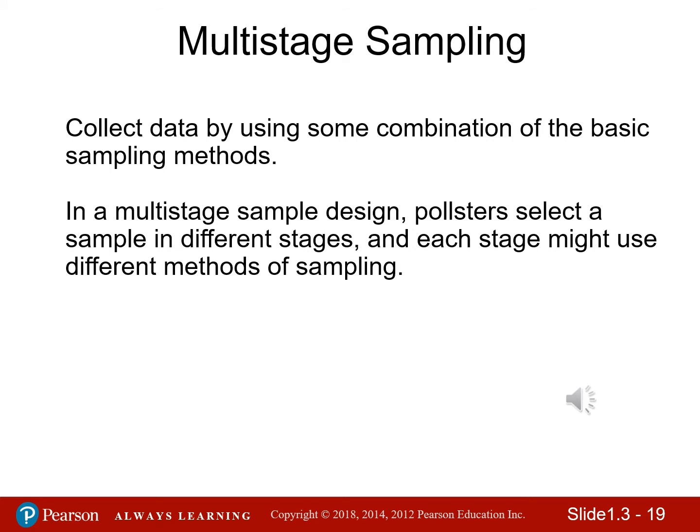National Center for Health Statistics. They use a multi-stage sample of 42,000 households within 376 sampled counties. So the first stage of the sampling would be to sample the 376 counties, and then within those counties the second stage would be to sample the 42,000 households.